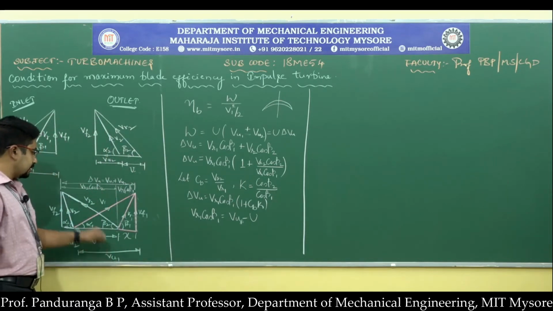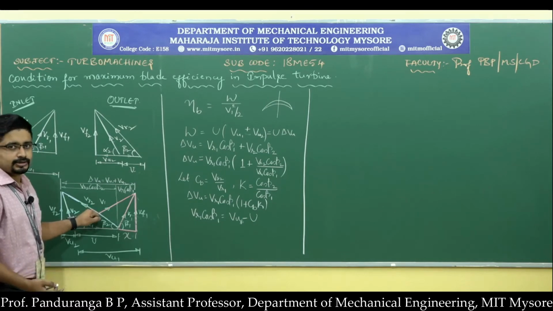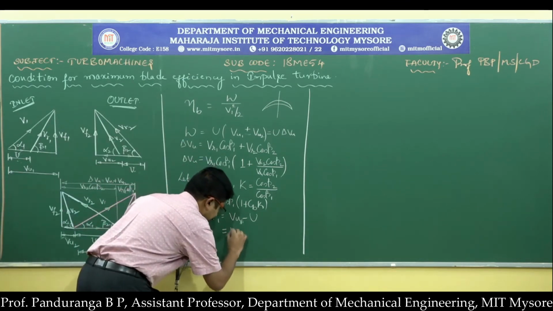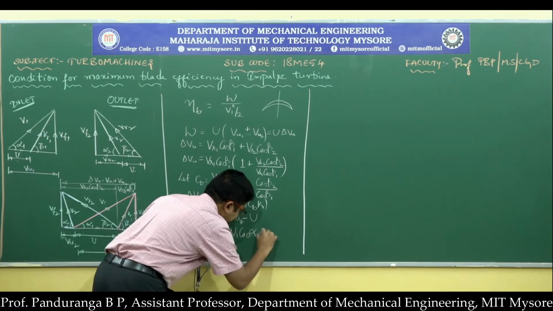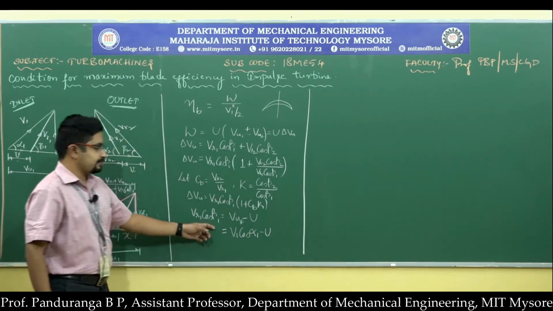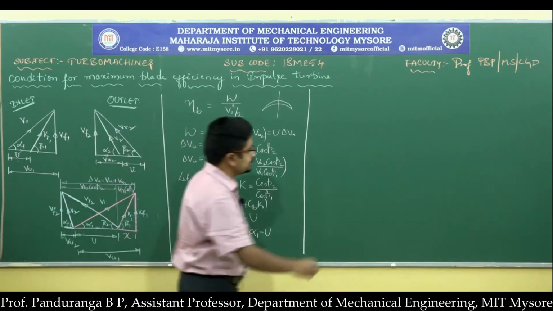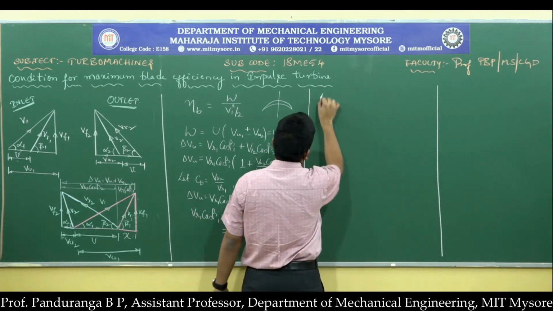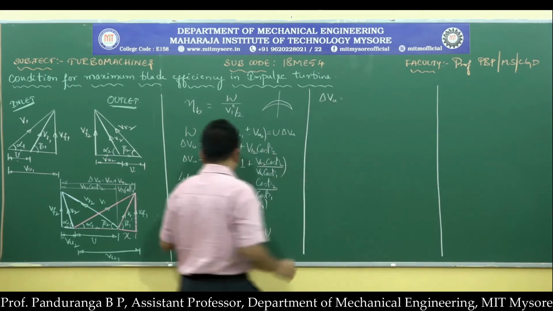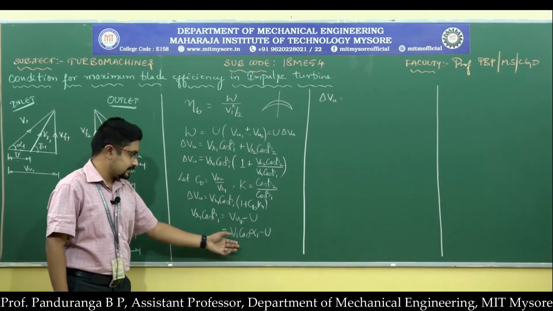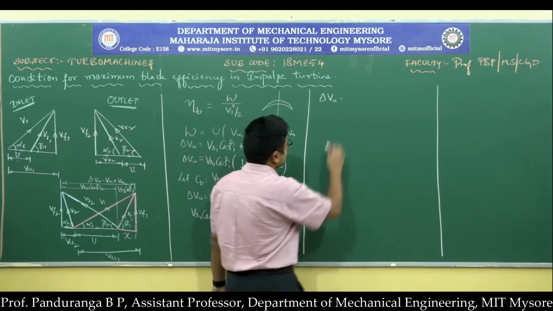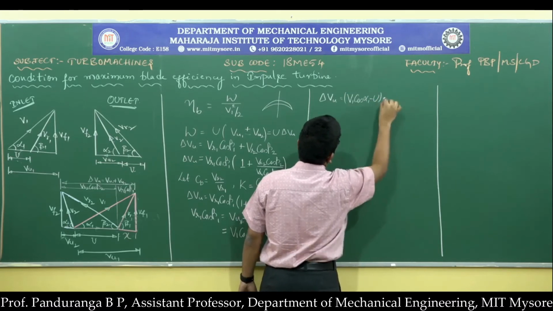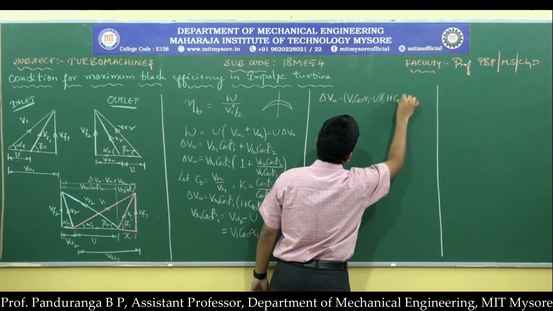Now I need to express VU1 in terms of V1. It is very easy. VU1 is the horizontal component of V1. So I can write this as V1 cos alpha 1 minus U. So VR1 cos beta 1 will be equal to V1 cos alpha 1 minus U. So in the equation for delta VU, in place of VR1 cos beta 1, I will write V1 cos alpha 1 minus U. So I will write V1 cos alpha 1 minus U into 1 plus CB into K.